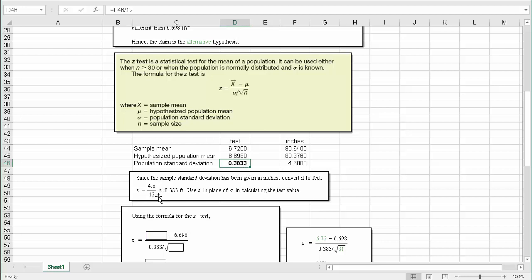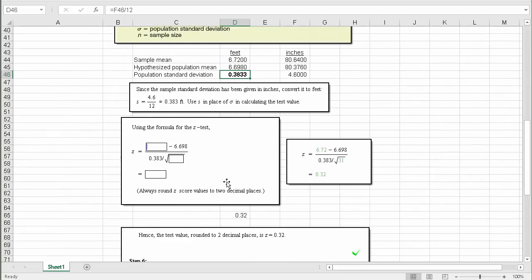I've just followed what they said here. I've done it in Excel. And then you use the formula for the z-test. Okay, so 6.72, the sample mean, minus 6.698, the hypothesized population mean, and we divide it by 0.383, the population standard deviation, divided by the square root of the sample size. Okay, so once we put all that information in, we come up with 0.32.